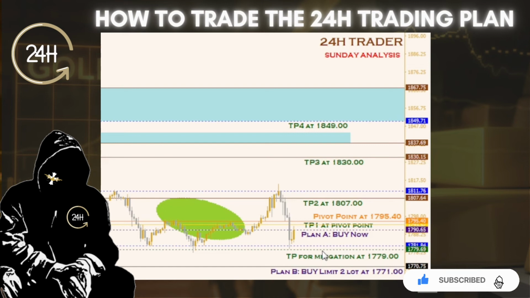That will be when the Sydney market opens, 6 a.m. Jakarta time, GMT plus 7 at the current time of the year. And then the first take profit will be at the pivot point.